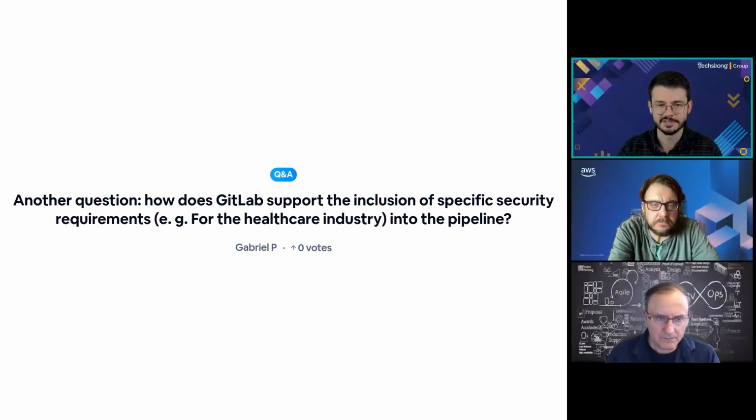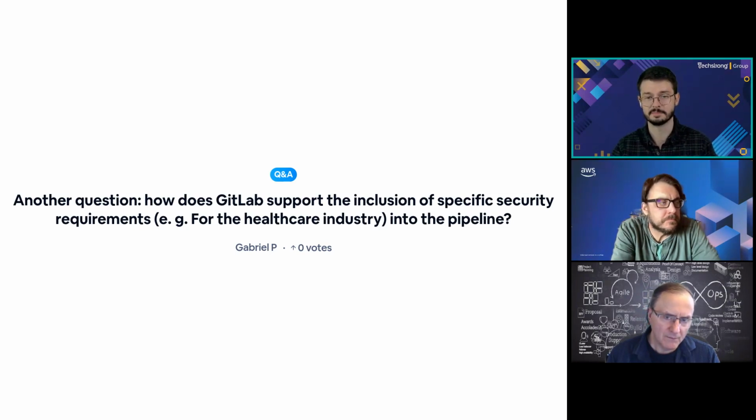Awesome. Well, our final question is in regards to high compliance or high regulation sectors. How does GitLab support the inclusion of specific security requirements, i.e., for the healthcare industry, into the pipeline?